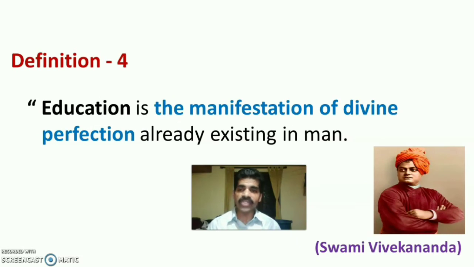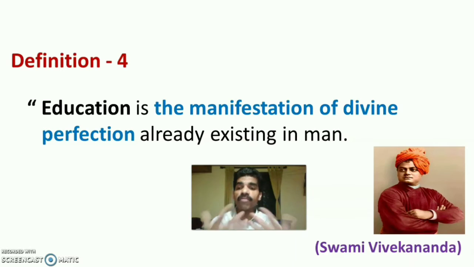The fourth definition is according to Swami Vivekananda. According to Swami Vivekananda, education is the manifestation of divine perfection already existing in man. Education is the manifestation, something showing, something taking out, revealing the divine perfection that is present in the child, in the scholar, in the individual or man.